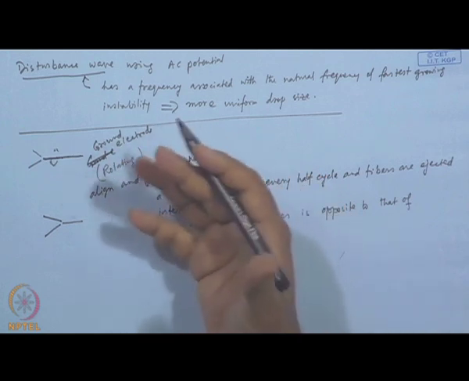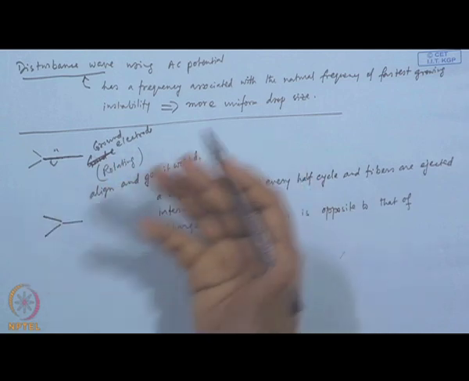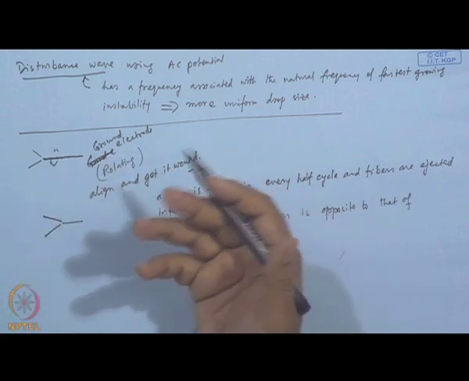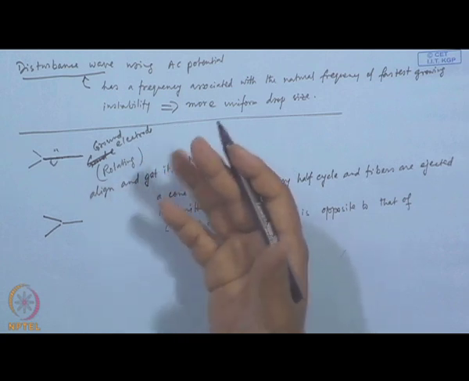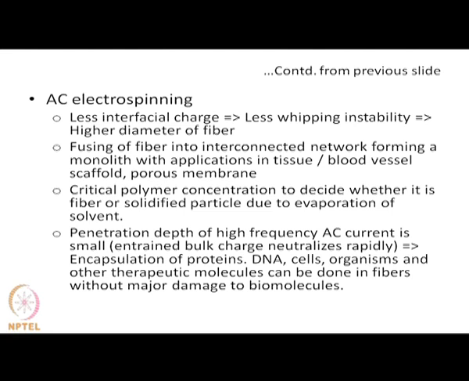So it will form a monolith. That kind of monolith has very good application in tissue as an artificial tissue or a blood vessel, scaffold, or forming a porous membrane even. I mean, because this will form a very good interconnected network rather than a single fiber strand. So that is typically what you can expect out of these AC electrospinning.